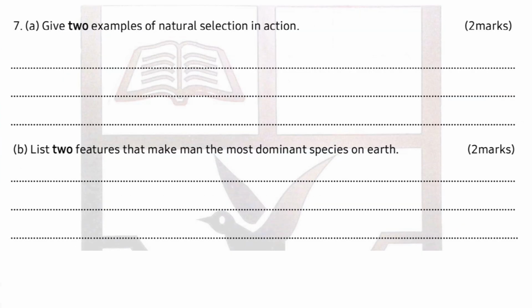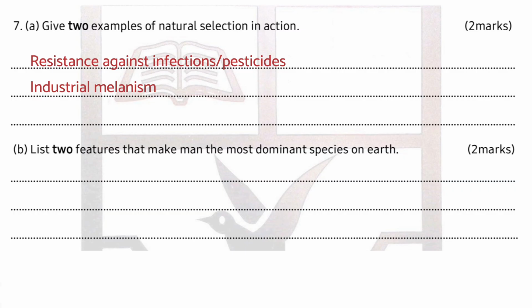Question number 7, part A. Give 2 examples of natural selection in action. Okay, number 1, resistance against insecticides and antibiotics. Number 2, industrial melanism. Now, I want to say this.